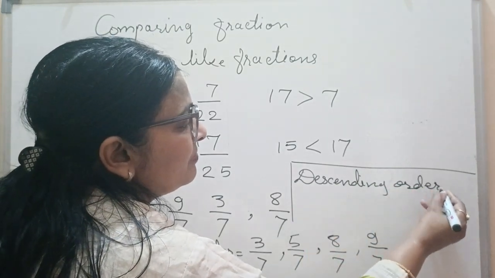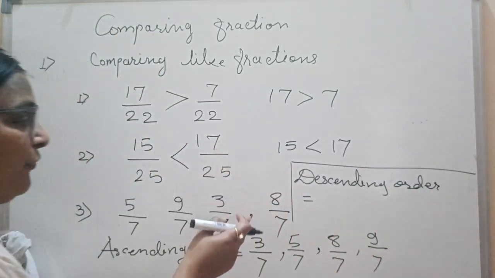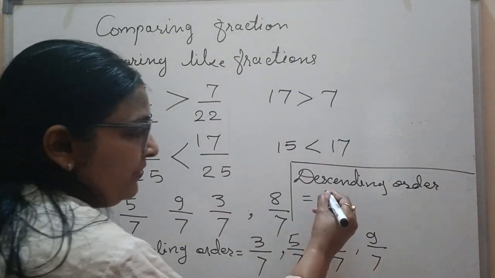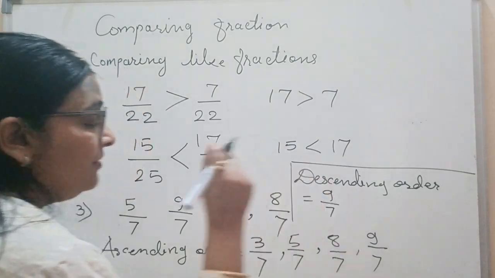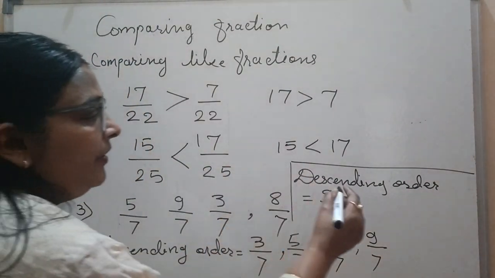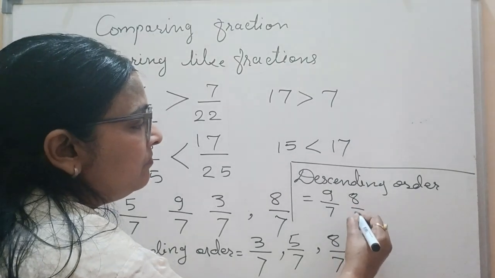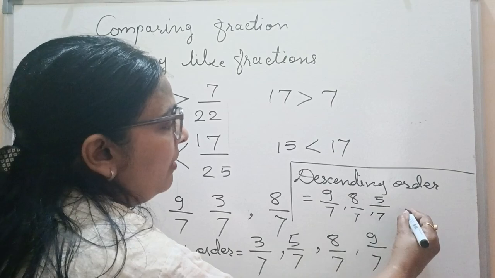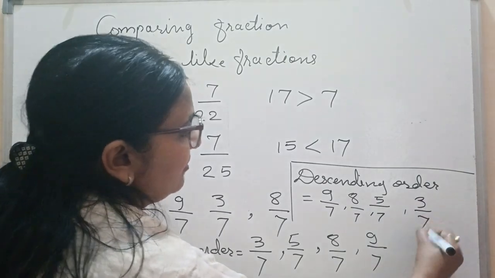Now what will we write? Bigger one first. So what is the bigger one? 9 by 7, as the numerator 9 is greater than the others. Okay. Then 8 by 7. Next 5 by 7. And last 3 by 7.